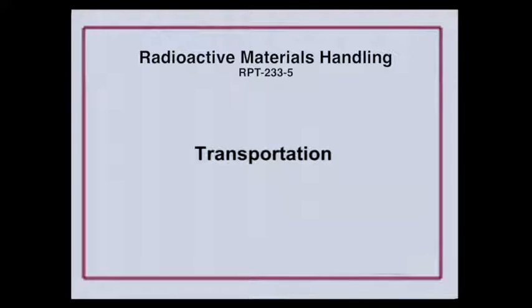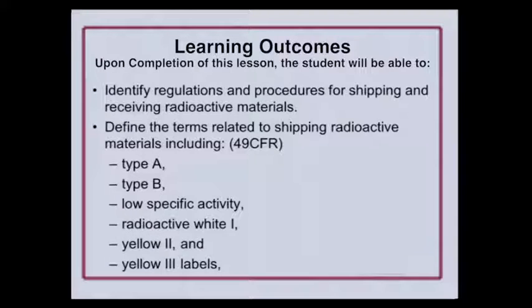The transportation learning outcomes: you've already learned a little bit about some of the learning outcomes. They may not have a whole lot of words to them, but there's a whole lot of material involved. Well, here you go. Identify regulations and procedures for shipping and receiving radioactive materials. That could be as big as it needs to be or as small as it needs to be, and we're going to split some of that out and cover it in other sections.